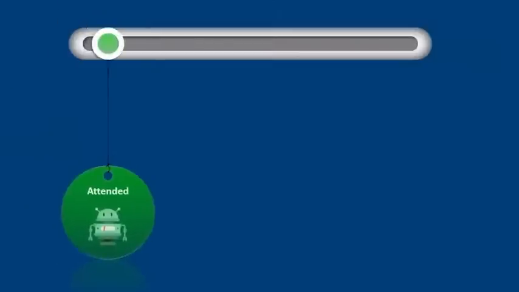The first is attended. This type of robot is activated by user events and operates at the same workstation as a human. Orchestrator is used with attended robots to provide a centralized process deployment and logging medium.